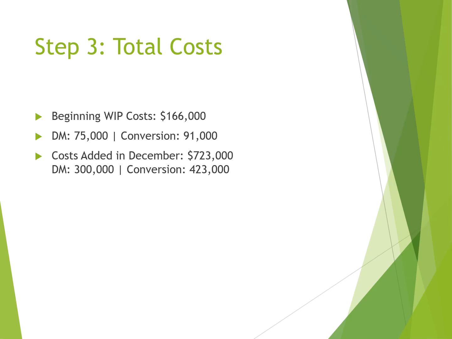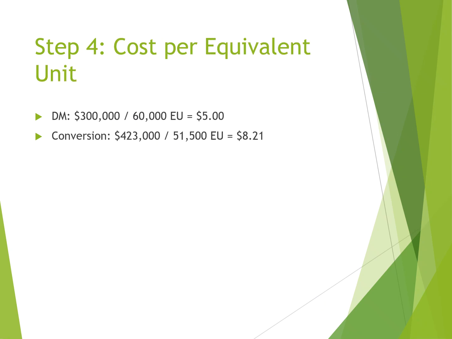This month we add another $723,000 of new costs. There's 300,000 for materials and 423,000 for conversion. Because FIFO only uses the current period cost for the EU calculation, we divide this month's cost by this month's equivalent units.